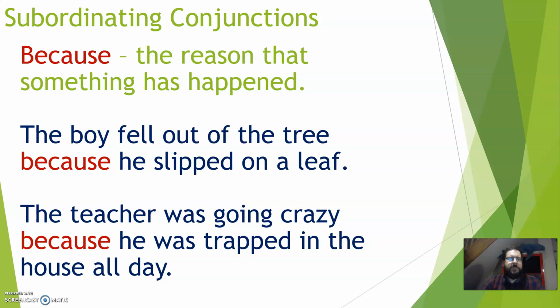So the first conjunction we're looking at is the word because. Now, because means the reason that something has happened. So, for example, the boy fell out of the tree because he slipped on a leaf. This is telling us that the reason the boy fell out of the tree was that he had slipped on a leaf. The second sentence, the teacher was going crazy because he was trapped in the house all day. This is telling us that the reason the teacher was going crazy is because he was trapped in the house all day. As you can see, the word because there is used in the middle of the sentence to add extra information about the main part of the sentence.